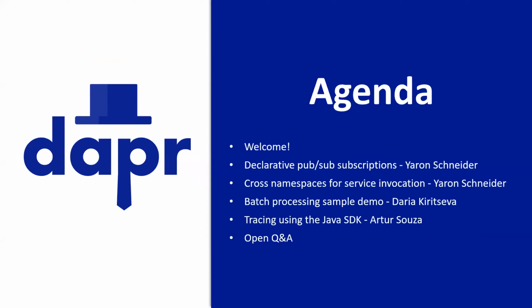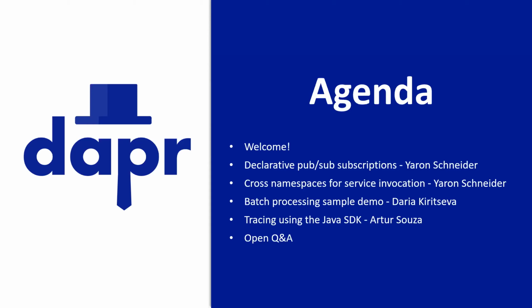So Jeroen Schneider is going to show a couple of features that are coming up at the 0.11 release of Dapr that's due by the end of the month. It's the declarative PubSub subscription, which has been a request from the community, as well as service invocation across namespaces. And I believe he's going to show that on Kubernetes.